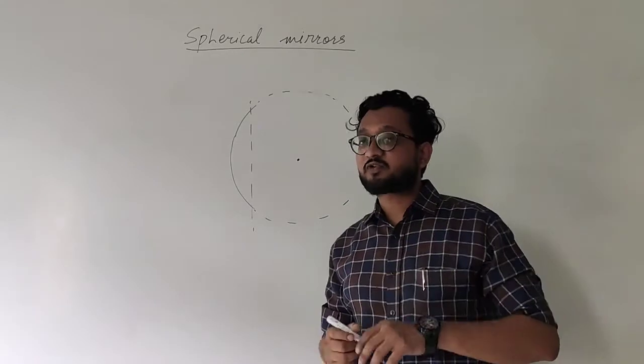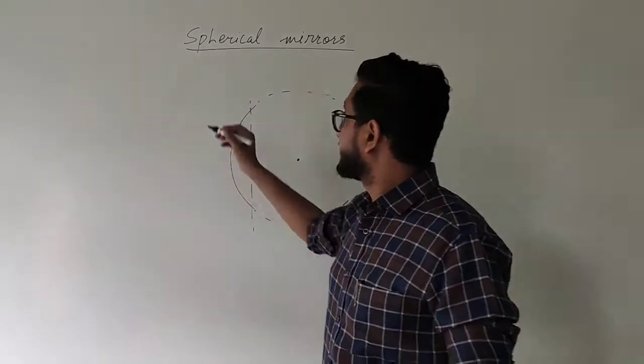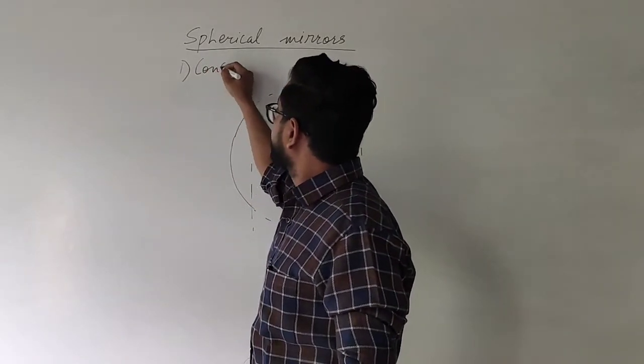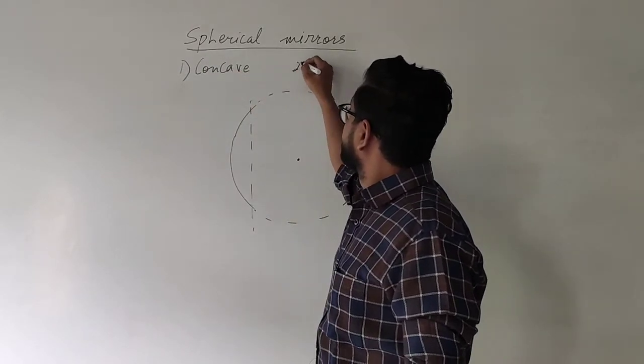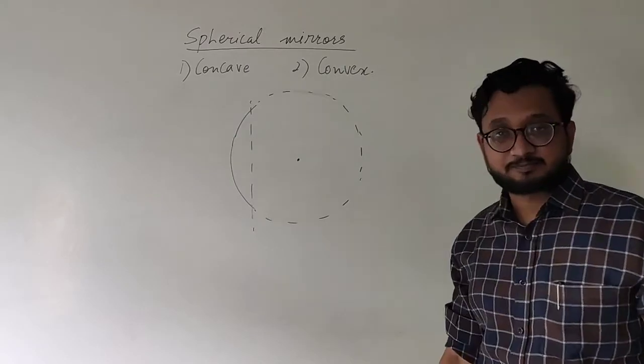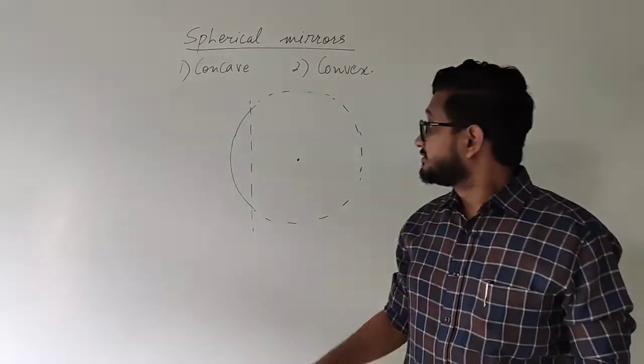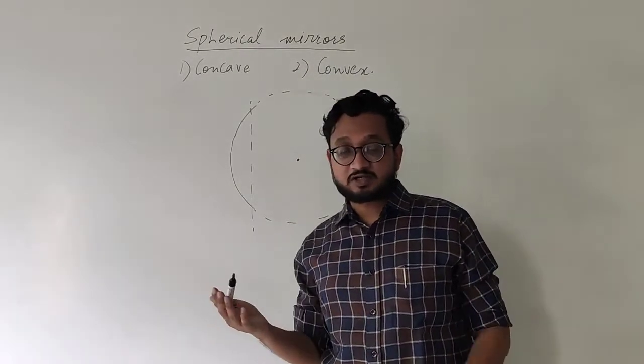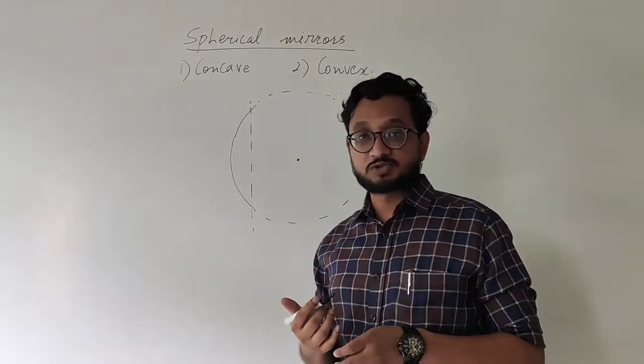Now there are two types of spherical mirrors. We already know a little bit about them: concave and convex. Which one is concave and which one is convex? It is always a confusion.